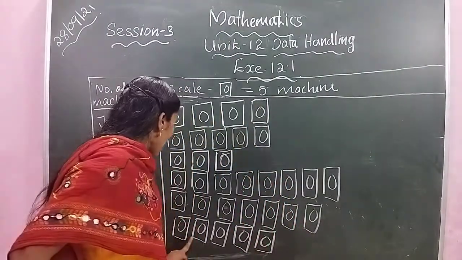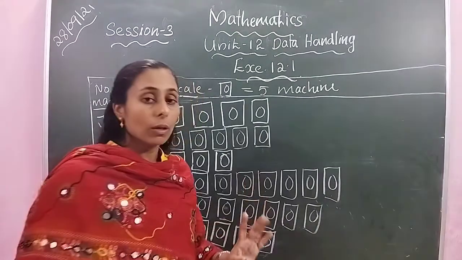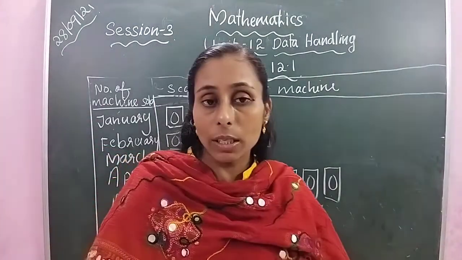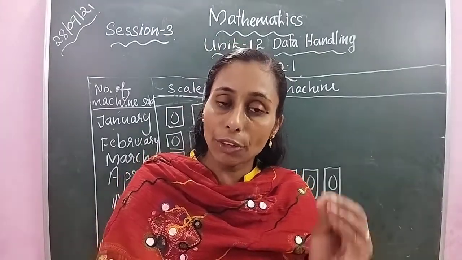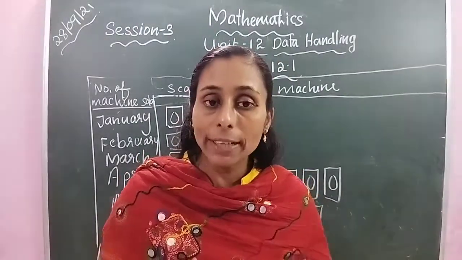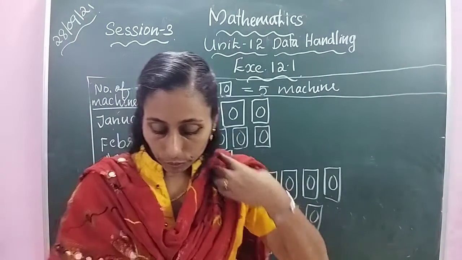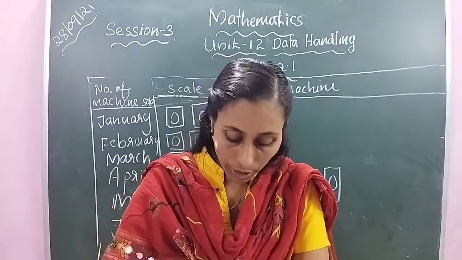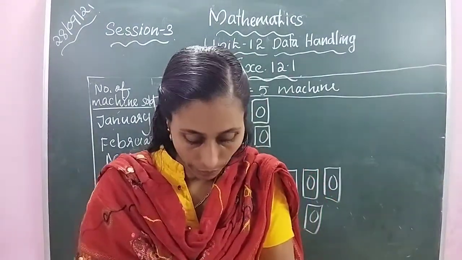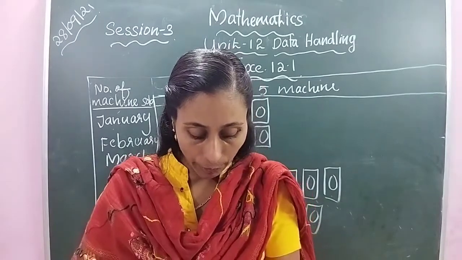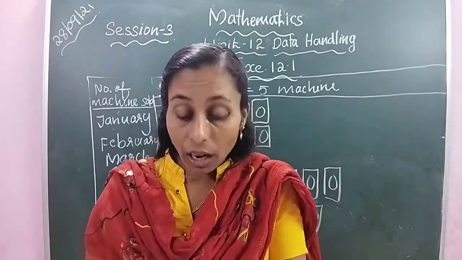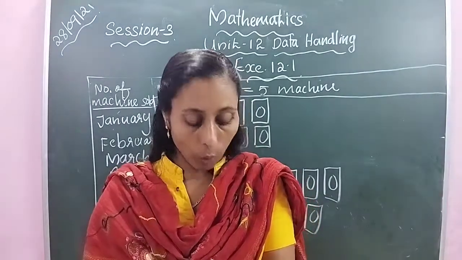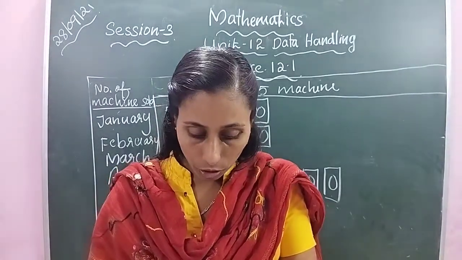Then June 1, 2, 3, 4, 5. June 5 symbols, that means 25 machines sold in that month of June. Okay, this way we are drawing the pictograph. Now we have completed first pictograph. Only one pictograph we have completed, that we have to draw in our copy. Okay, that we should draw in our copy.